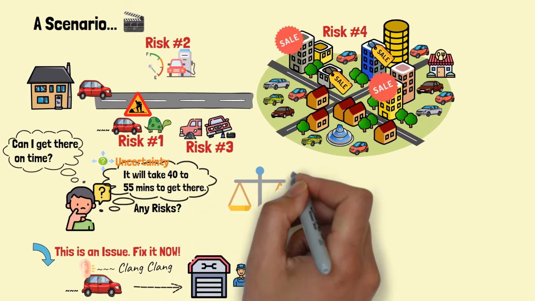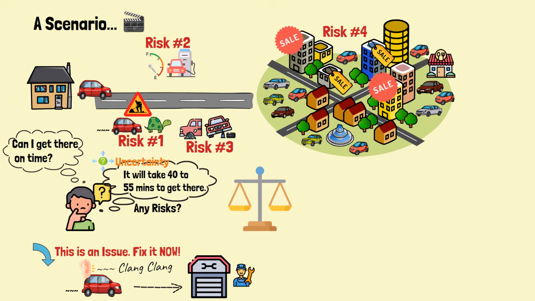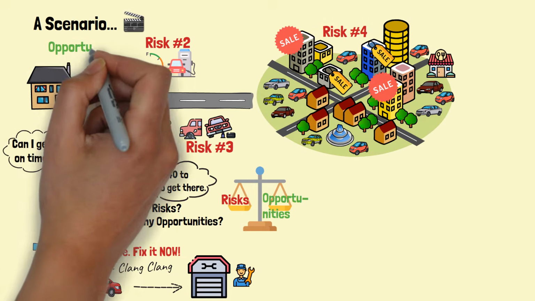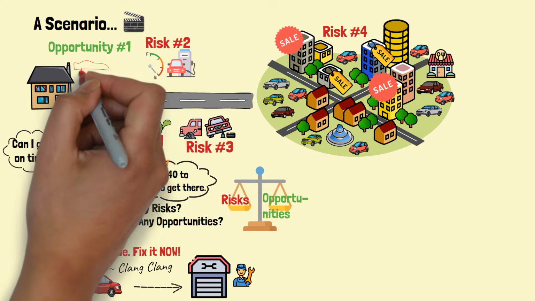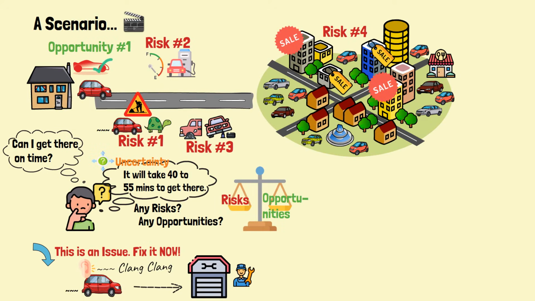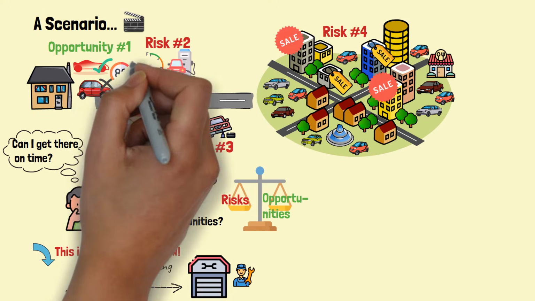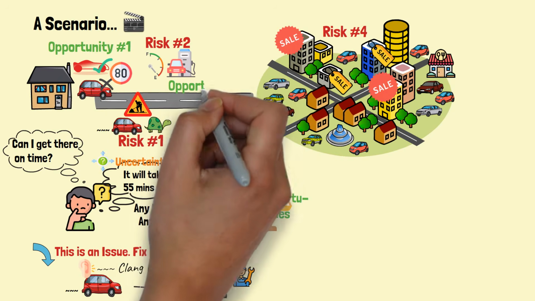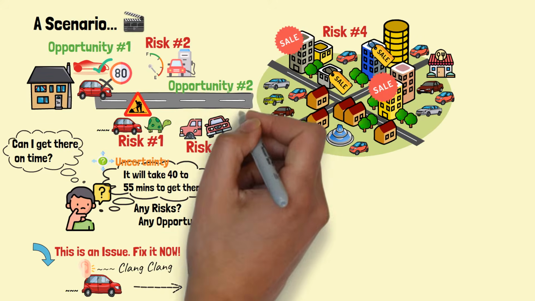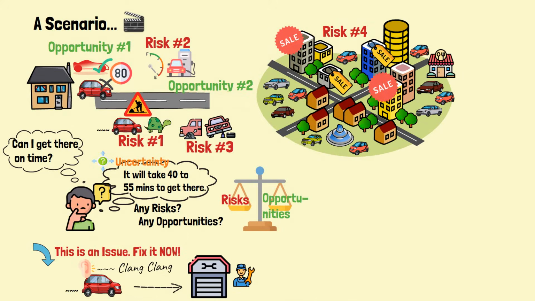Nevertheless, we need to provide a balanced view of our risk profile. Therefore, you are encouraged to identify a few opportunities for enhancing your chance of achieving your goal or improve the value. Let's identify the opportunities. Opportunity number 1. If you drive a faster car, you could shorten the journey time by 5 minutes. Of course, you would have to drive within the speed limit. Opportunity number 2. If you can find a shorter route on the Google map, you can shorten your journey time as well. However, there is no way to quantify the time saving at the moment.